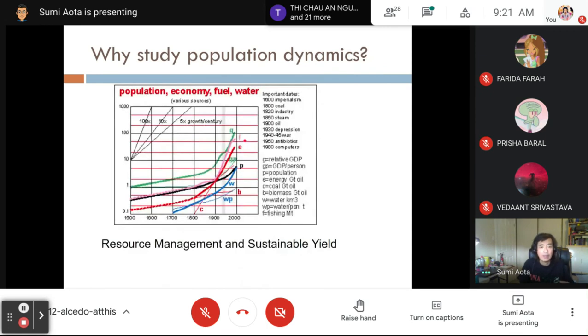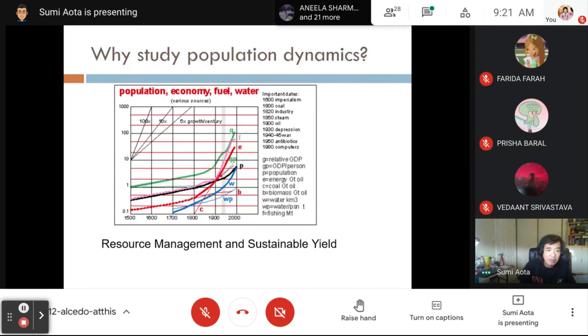Okay. And then also ideas of resource management and sustainable yield, right? What's interesting about this particular graph? The black line up to 2000, the one that's labeled P, is human population growth. Okay. And you can see the different slopes, right? 100x, 10x, 5x growth, 5 times growth per century.